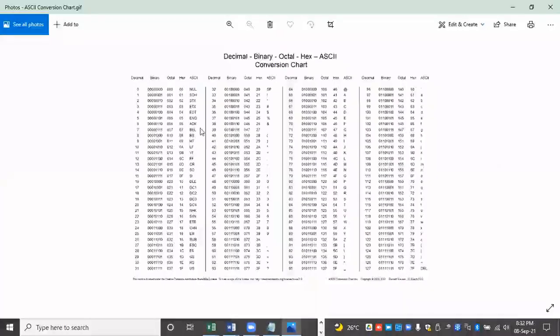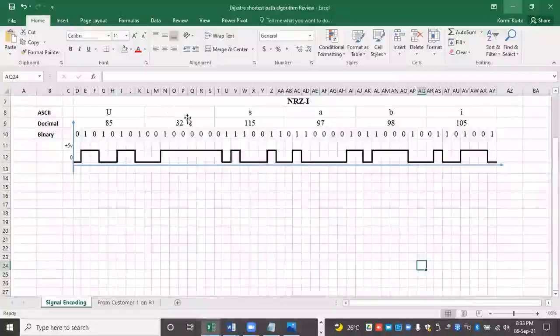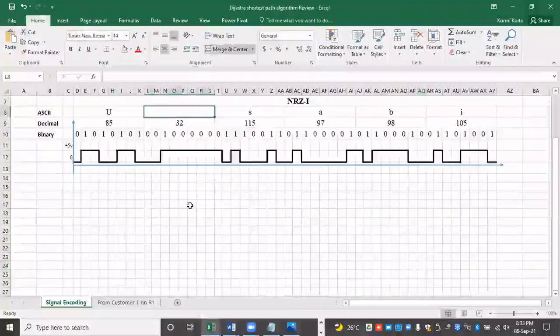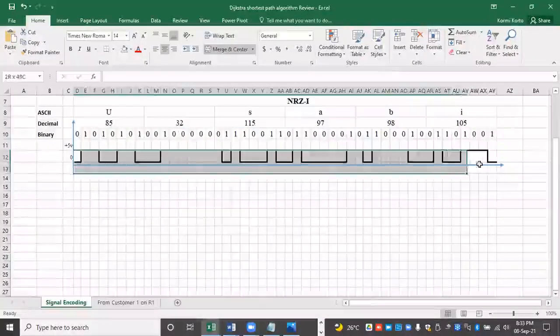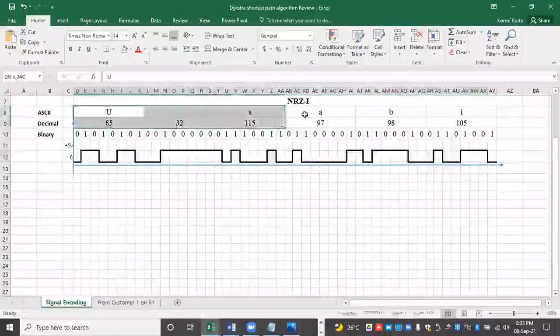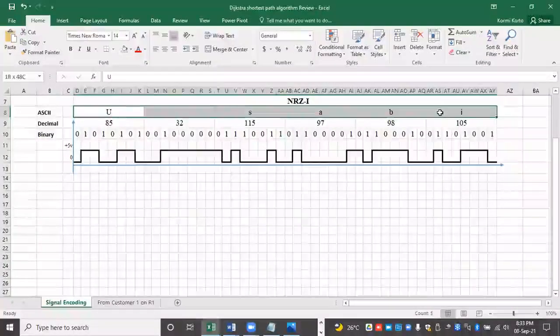Let me cross-reference with the 32. 32 is, yeah, a space, SP. The 32 space, that's correct. So there's a space here. So you are typing uppercase U, space, then lowercase s-a-b-i. U space sabi, that happens to be the message. So if you were to decode the signal, this is the message that would come out.